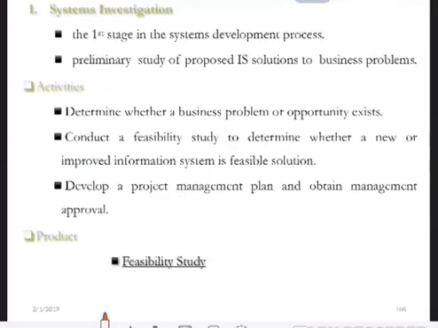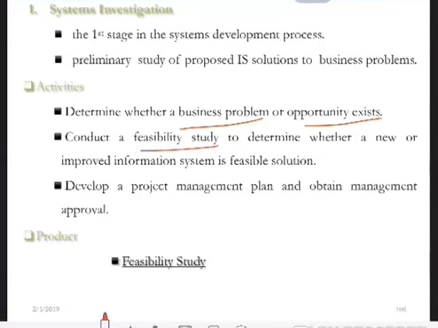The first one is system investigation. The first stage in the system development process is a preliminary study of proposed IS solutions to business problems. And here we have to conduct a preliminary study of the proposed IS solutions. We have to determine whether a business problem or opportunity exists. Sometimes it can be an opportunity, sometimes it can be a problem. So we have to determine it.